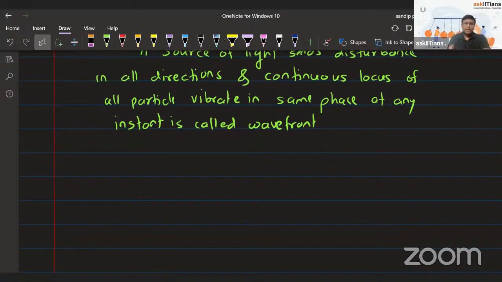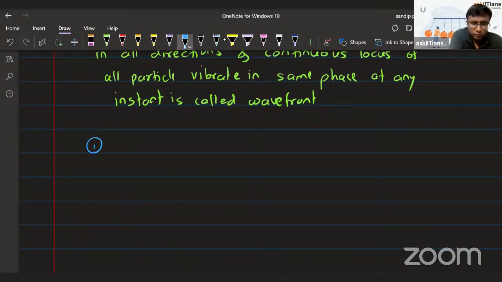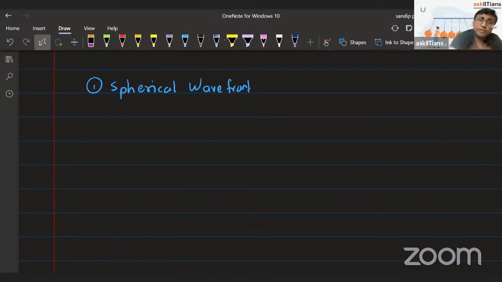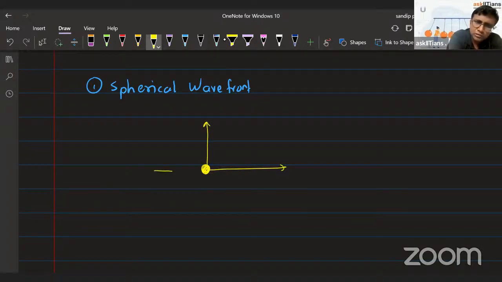So there are three types of wavefront we should know. First one is, let's say, the spherical wavefront. Right? So spherical wavefront means what? Suppose if there is a point source, right? So point source is going to send the light in all the possible directions. So this is the point source. You can consider it like a bulb, right? So it's going to send light in all the possible directions like this.